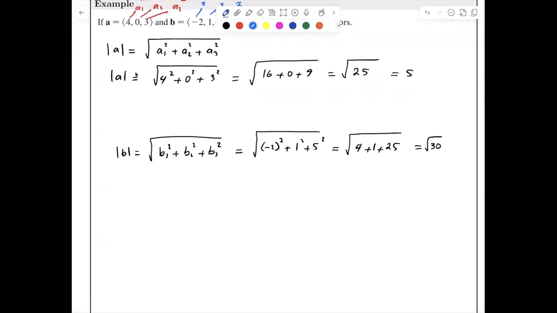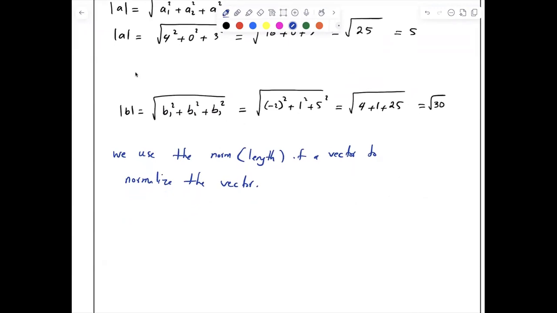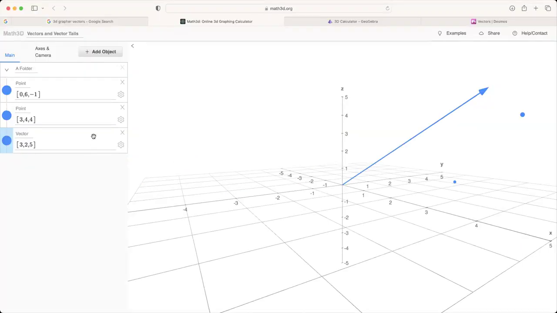But the main topic here is we use the norm or length of a vector to normalize the vector. This is very useful, especially in the case that you are in a machine learning algorithm or deep learning algorithm and you need to normalize your vector by dividing the vector components by its length. So let's take a look at our visualization. Find the position vectors.